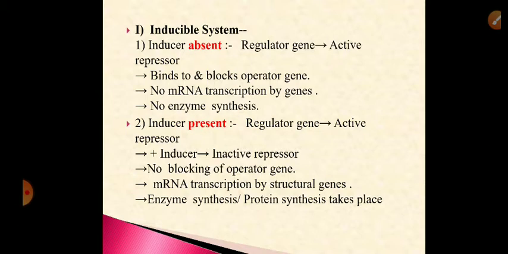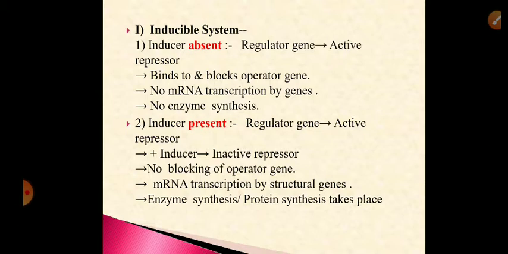When inducer is absent, regulator gene produces active repressor protein. The active repressor protein binds to the operator gene and blocks the operator gene. When the operator gene is blocked, RNA polymerase that is bound to promoter gene cannot move forward. The RNA polymerase cannot reach up to structural genes, and hence no mRNA transcription and no enzyme synthesis. That means operon expression does not take place when inducer is absent. We are talking about inducible system.